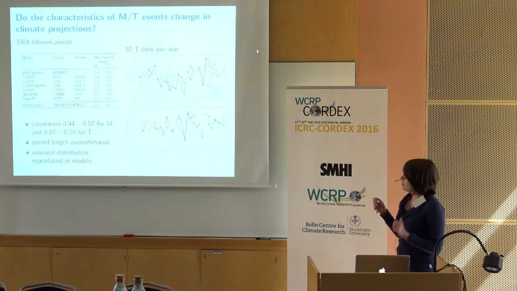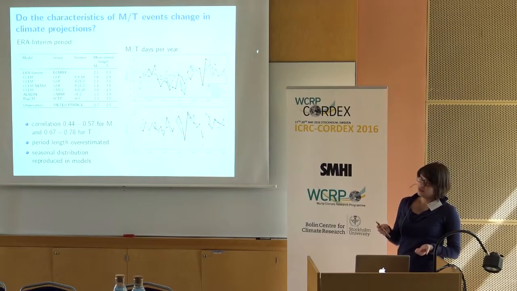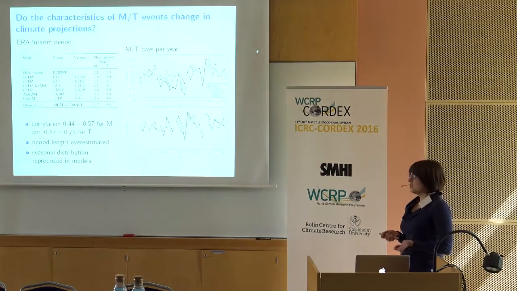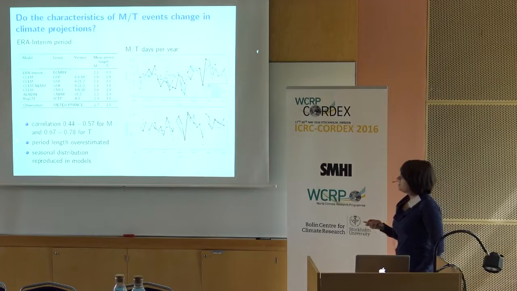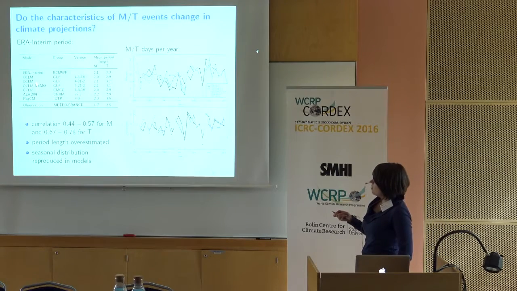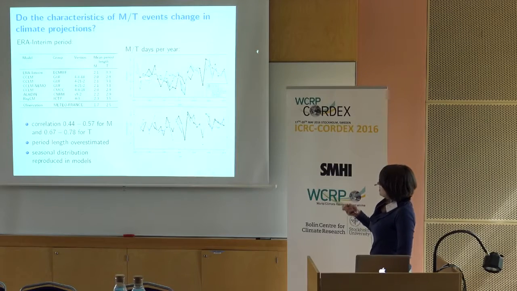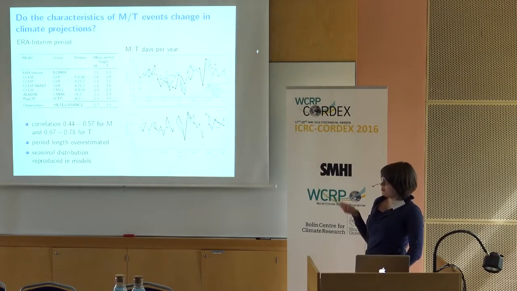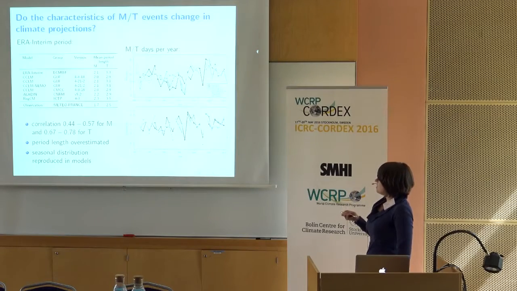The second big question we had was, do the characteristics of Mistral and Tramontane events change in climate projections? First we again had a look at the ERA-Interim period, but now for CCLM, ALADIN and REMO, and we used the same Bayesian network. Here I plotted the Mistral days per year and the Tramontane days per year for 1980 to 2010. The black line is the observation and the colored lines are the models. We see that with ERA-Interim forcing, the models get the number of Mistral days and Tramontane days per year quite well.